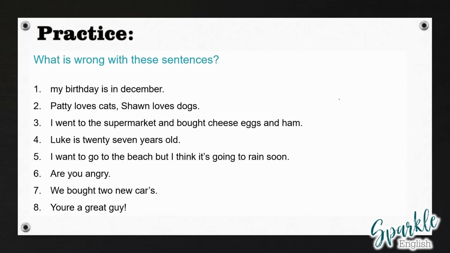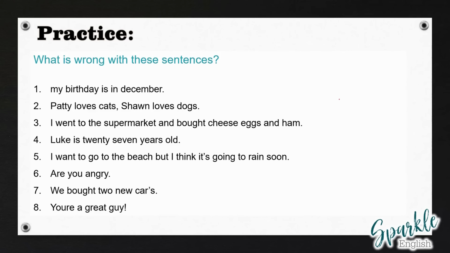Okay, so now I have 8 different sentences. We're going to practice correcting these sentences following the basic punctuation rules that I just taught you. So I'm going to read through these 8 sentences, and I want you to write down how we can correct them because all of them are incorrect.